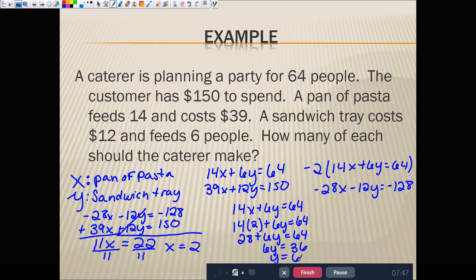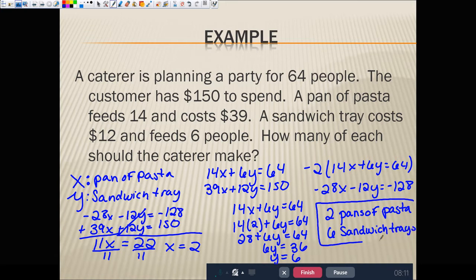So that means I'm going to have how many pastas? 2. And how many sandwich trays? 2 pans of pasta and 6 sandwich trays. Yes.